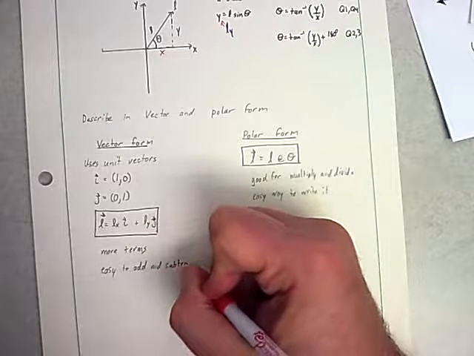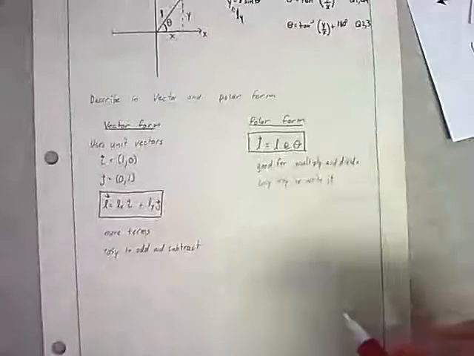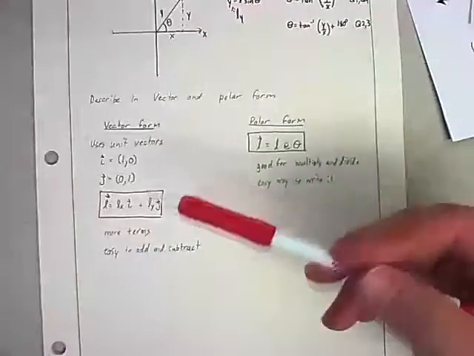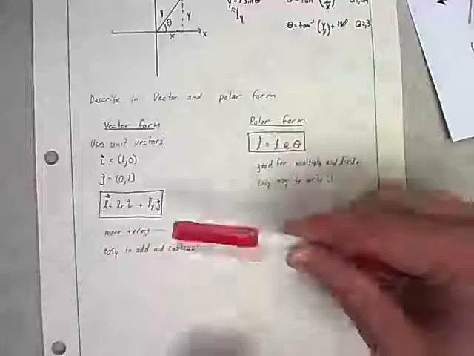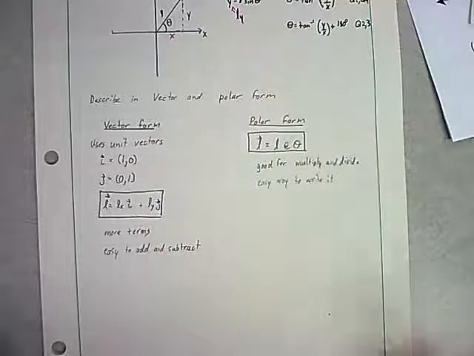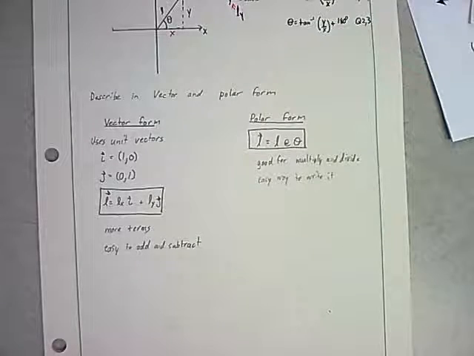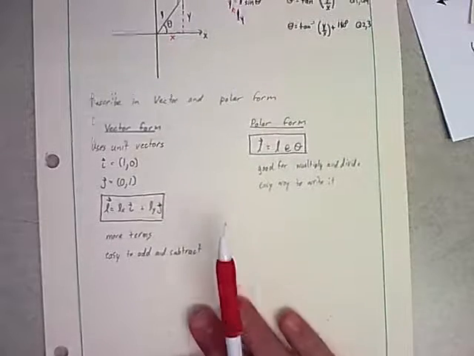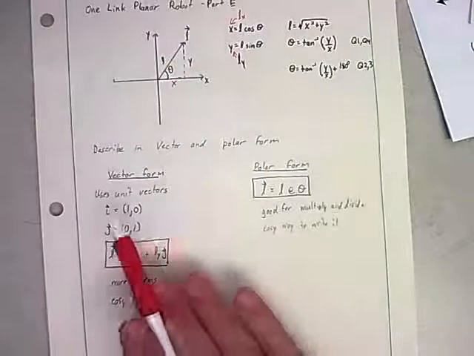Because when we add, we'll see soon that when we add and subtract vectors, we have to add the x components together, we have to add the y components together. So if we already have it broken apart, it's very easy to do that. And so that's the two different forms that we'll use for vectors. We'll talk about vector form and polar form.